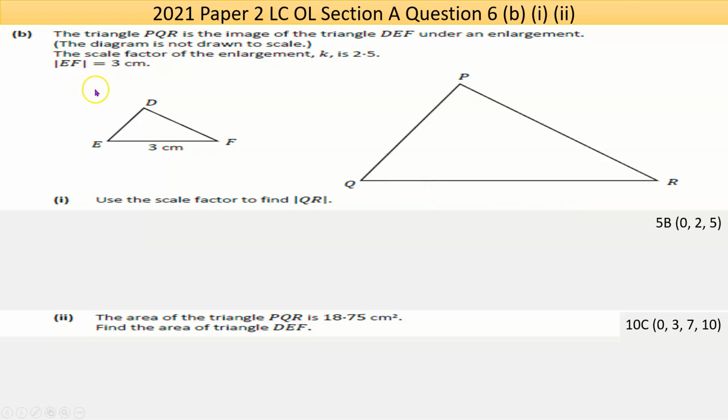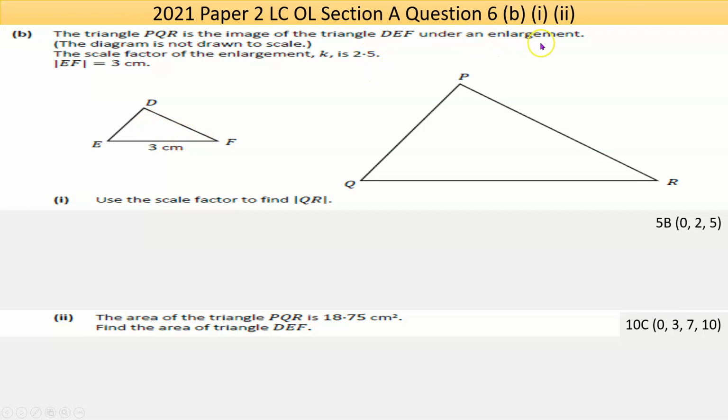So then in question 6, part B, there's 2 parts here, and this is a scale factor question. It says here the triangle PQR, so that's here, is the image of the triangle DEF. That's over here. And I can see here they give me one side. If it's an image, this is basically enlarged. So the triangle PQR is an enlargement of DEF.